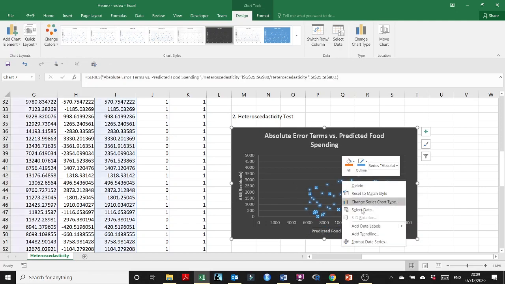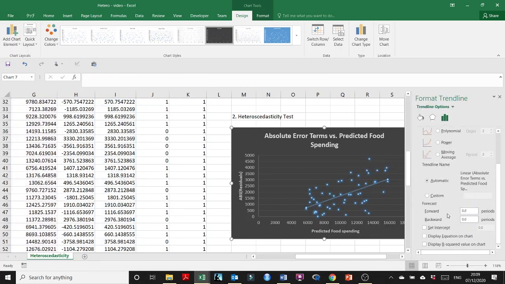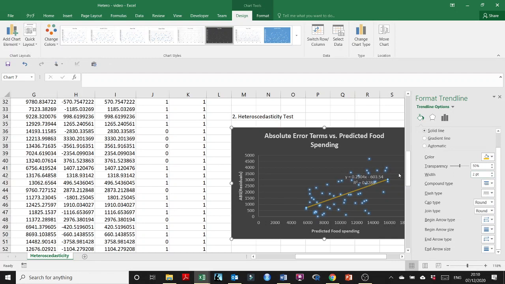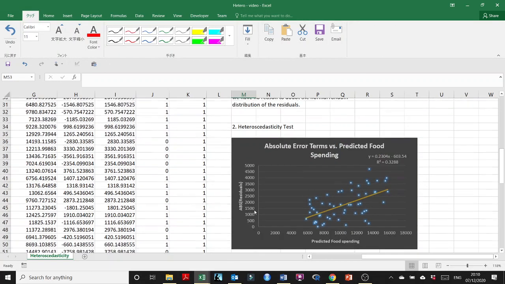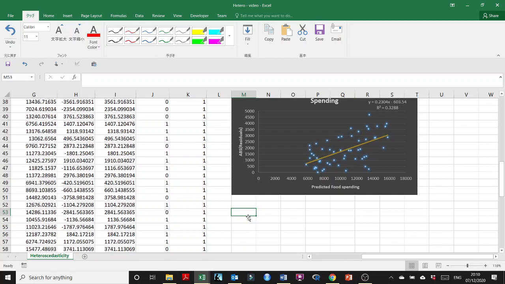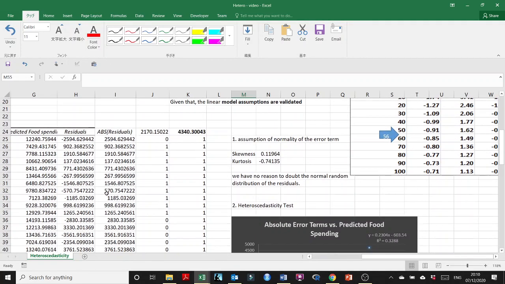Let's now see what happens. Do you think that there is a linear correlation, a strong linear correlation over here? It's a very difficult question to answer, indeed. But I feel that the line is not flat, it's going upward, and it seems like predicted food spending is responsible for 32% of explaining the variance in the absolute residuals. In this case, I will go ahead and work with the Breusch-Pagan test. With the Breusch-Pagan test, what we will do is run a linear regression of the absolute errors.